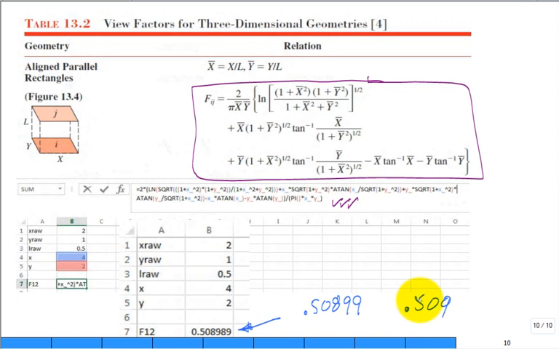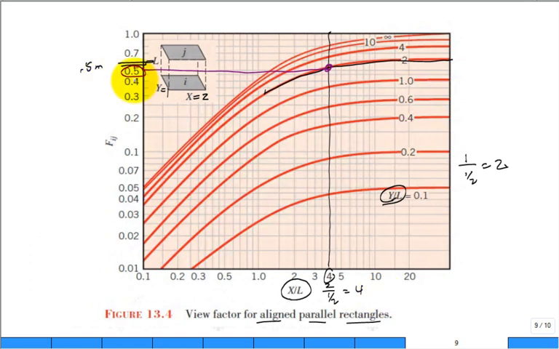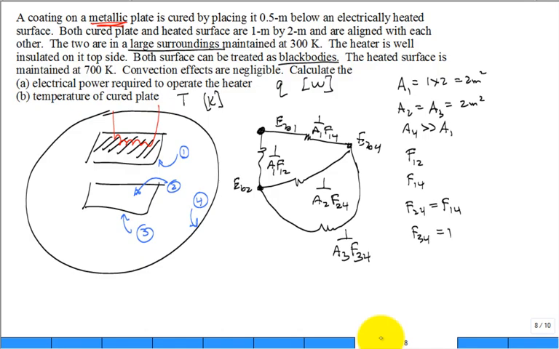Well, it's radiant heat transfer. It's good enough if you just say 0.5, right? But let's go back to our calculations. So 0.509. What about 1 to 4? What's 1 to 4 if 1 to 2 is 0.509? Isn't it 0.491? All right.